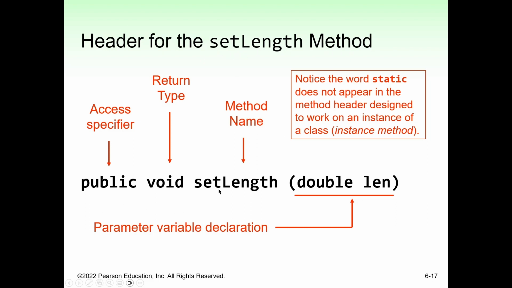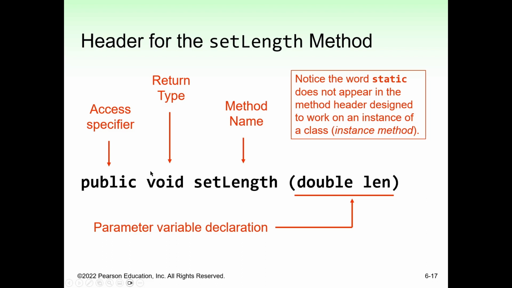Now, here is the definition, a header for our setLength method. And if you watched the previous video, you should have noticed that there was another word right here, static. But static does not appear whenever we create methods for objects, because they are working on specific objects inside of the class. So we can just omit static as a whole.